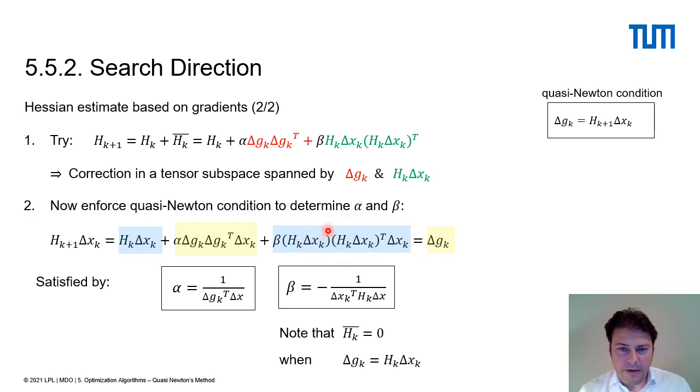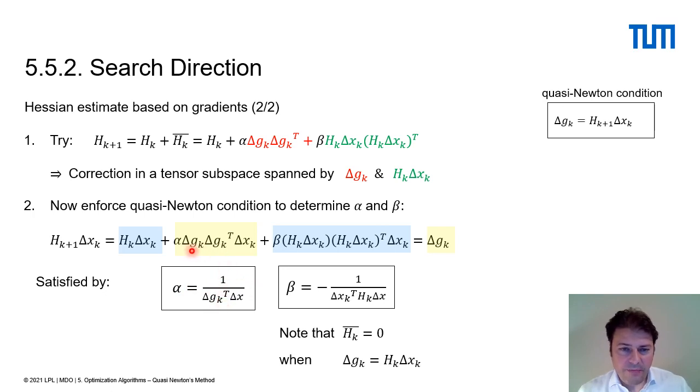And if your beta is just minus this expression, the blue frames will add up to 0. The yellow part will evaluate as delta gk when alpha is chosen to be this value.